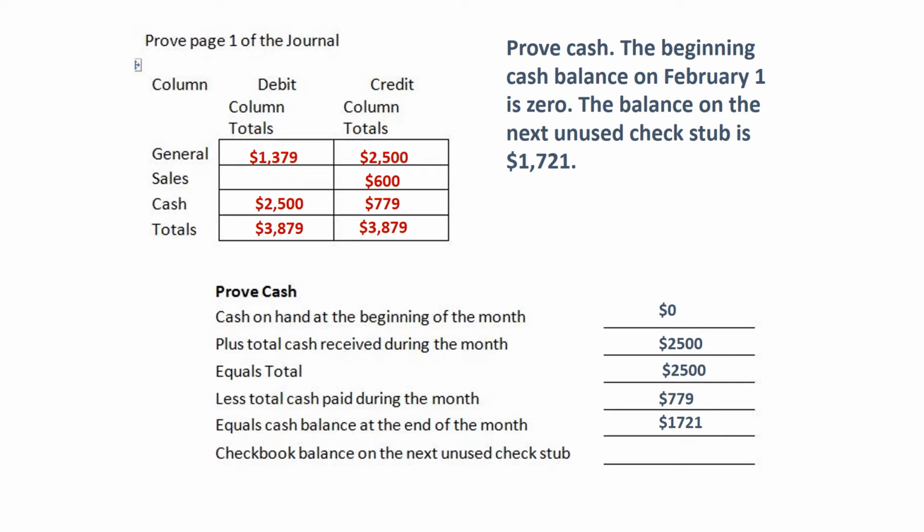Now, the magic that should happen via accounting is that 1721 should be the balance on the next unused check stub. Don't just assume that number is there. Make sure mathematically it does. Again, these are simple steps, and oftentimes students will just assume that it's right because they can get to one number. Don't assume. Make sure your math is correct. Otherwise, you are going to create way more problems later on.